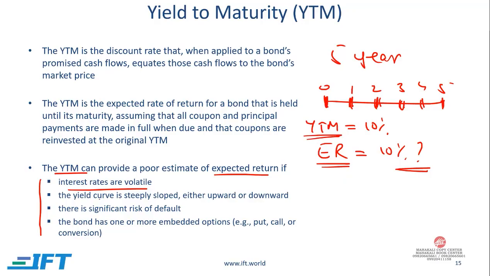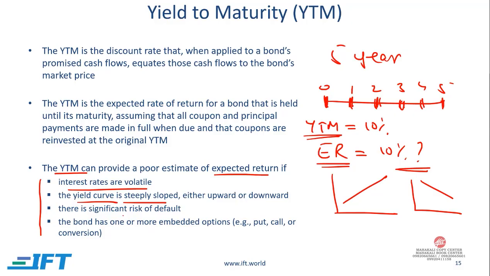The next point is that if the yield curve is steeply sloped, then also the expected return might not be the same. And this is fairly obvious if we have a yield curve that looks like this. This means that future rates are much higher than what we currently have, and therefore these coupon payments will be invested at higher rates. Or if we have a downward sloping yield curve, then future rates will be invested or reinvested at lower rates. In either case, the expected return would be different from the yield to maturity.